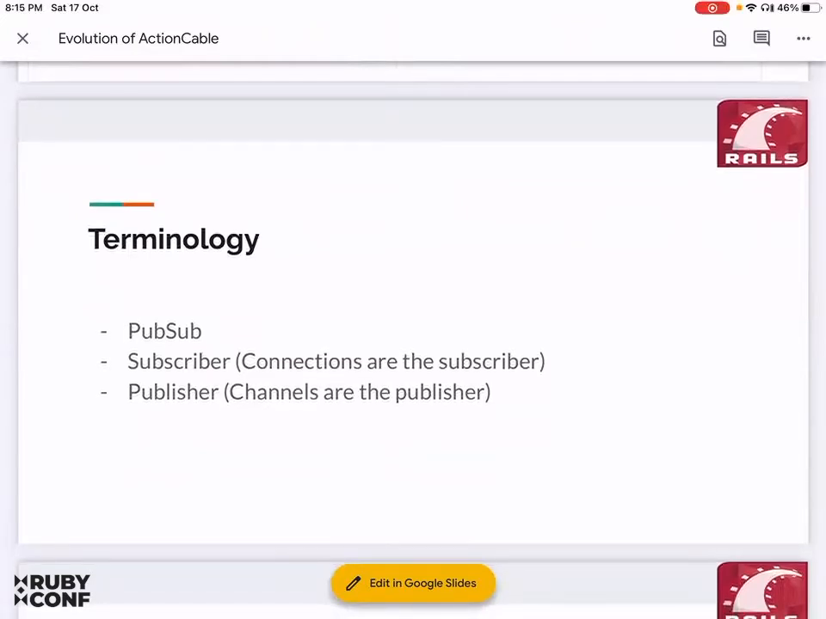And in that, of course, there are two other terms, subscriber and publisher, which are implicitly described, but to be more explicit, connections are the subscribers, and publishers are whoever publishes. The channel is primarily the publisher. Some application will publish to a channel, and then the channel will publish to all of the subscribers.